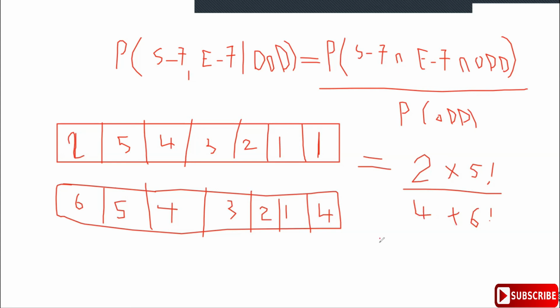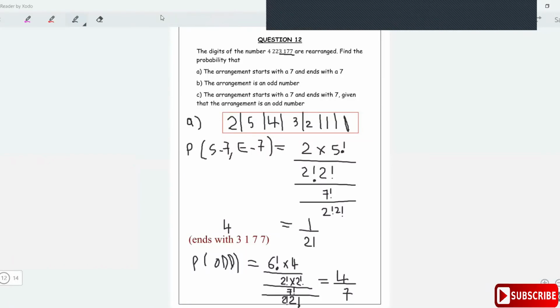So we work this out now. That will be 2 times 5 factorial divided by 4 times 6 factorial, and you get 1 over 12. So the probability of this happening is 1 over 12. Nice and easy. This last one is equal to 1 over 12. Easy question.